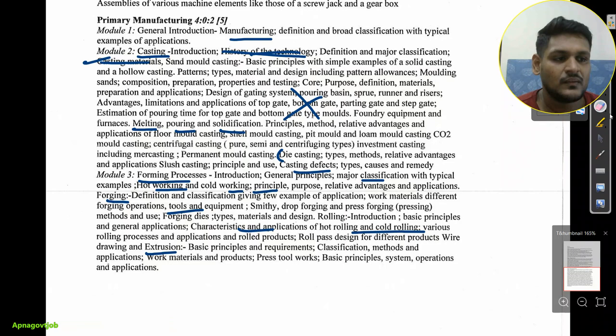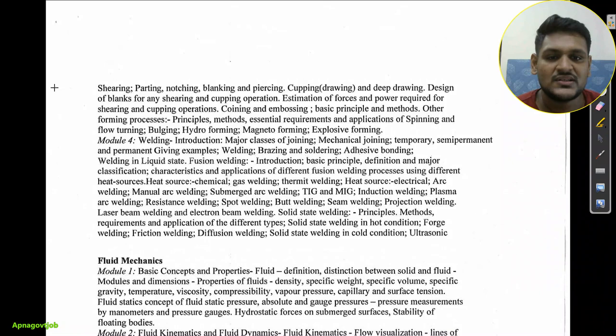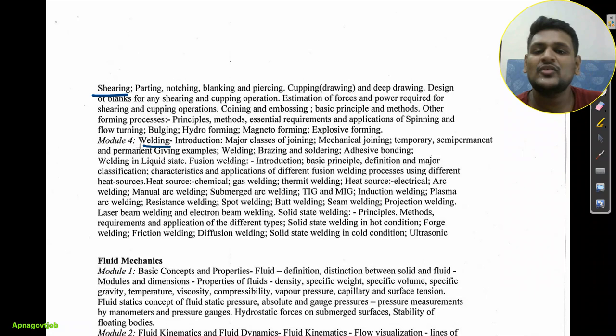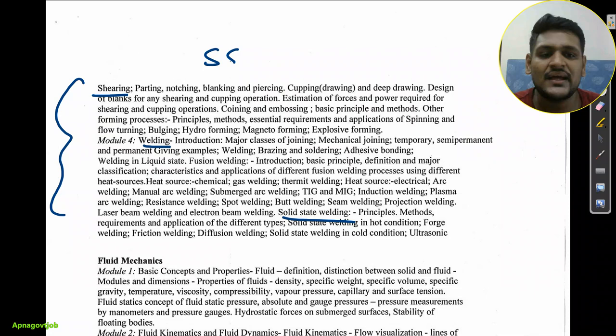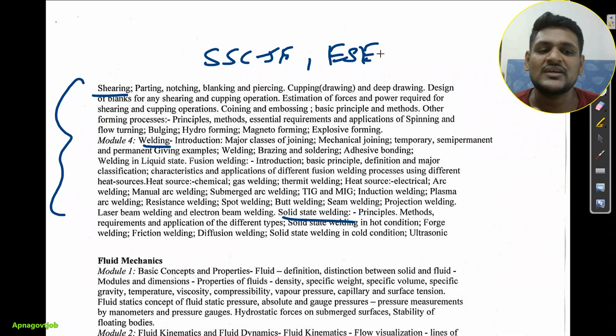Okay, then shearing also very important here. Welding again very important. So basically this is your manufacturing part, okay, which you already studied in mechanical engineering. So yes, this you can do. Solid state welding, all the things regarding all the types, classification, application of welding, shearing, okay, all the things you will do here from this. Now then again, for this practice question you can just get from SSC JE last 10 year previous year paper you can use. Okay, and ESE also you can use, ESE previous year paper. Okay, so this is the important thing for this part.